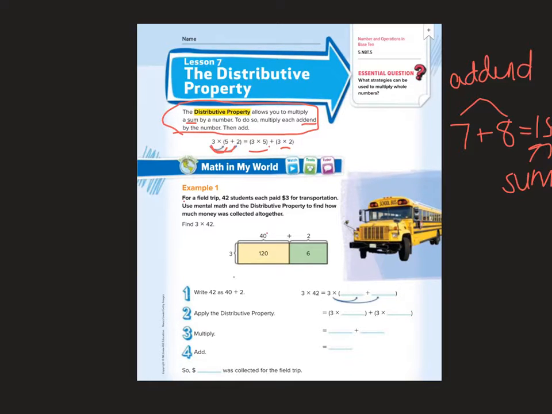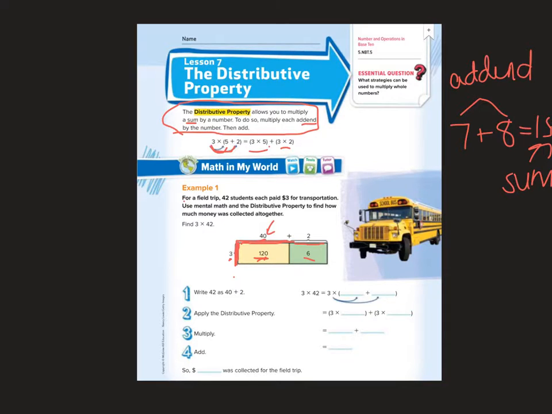Find 3 times 42. So just like yesterday, we have one side of our area model as 3. Then I'm going to do 40 plus 2. So 3 times 40, really I have to do 3 times 4, which is 12. Then I have to add in my 0, which makes it 120. And 3 times 2 is 6.